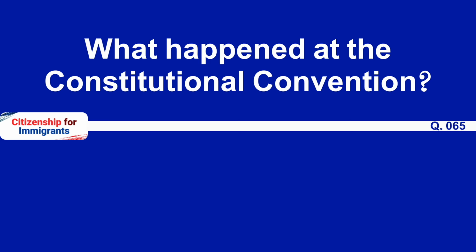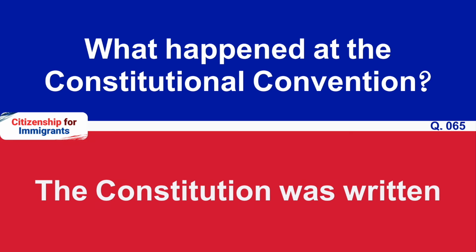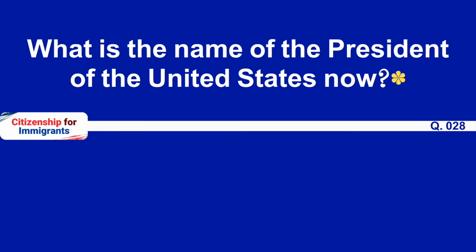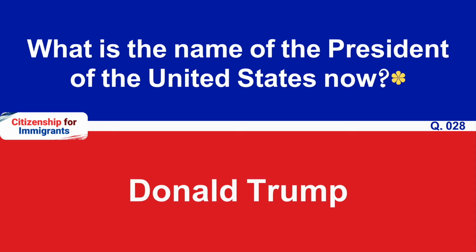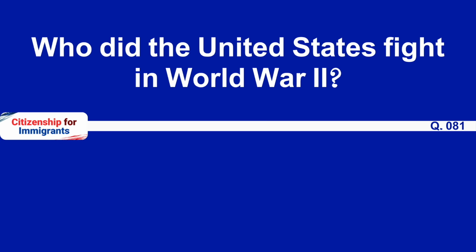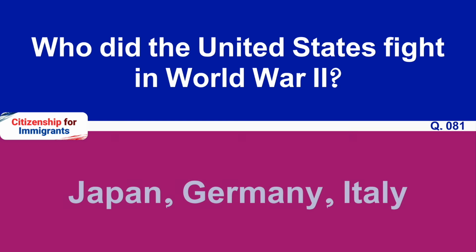What happened at the Constitutional Convention? The Constitution was written. What is the name of the President of the United States now? Donald Trump. Who did the United States fight in World War II? Japan, Germany, and Italy.